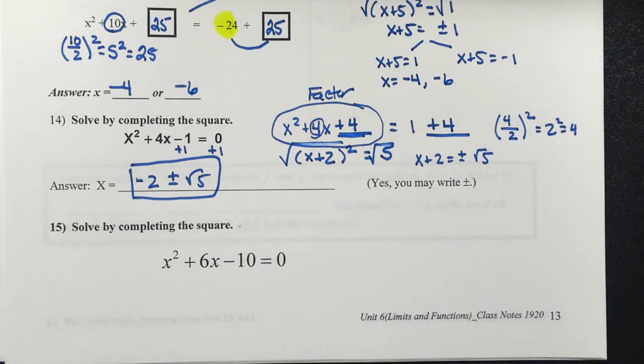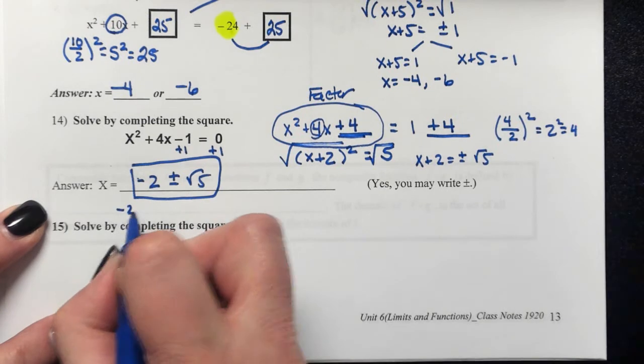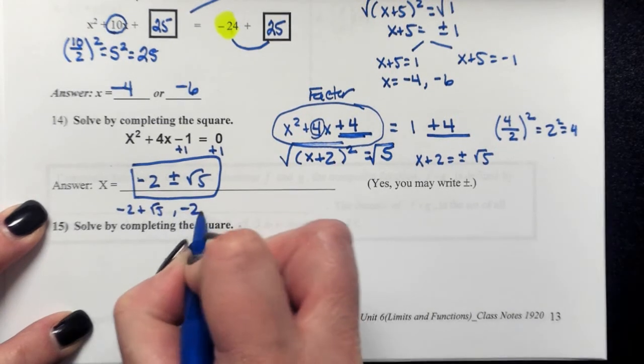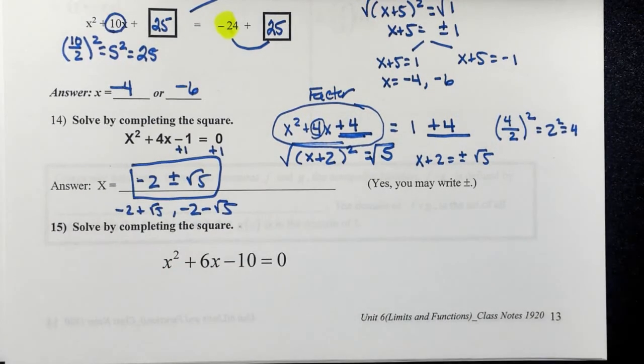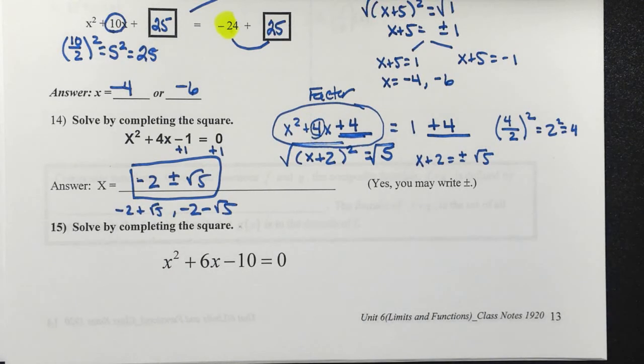If you wrote it separately, as negative 2 plus square root 5, negative 2 minus square root 5, that's not incorrect. So think about, guys, had you had to do quadratic formula to solve this in the beginning, the quadratic formula would have given you a fraction and that radical. You would have had to simplify all the way down to this negative 2 plus or minus square root 5. That's what I mean. Completing the square is going to give you a much simplified answer.